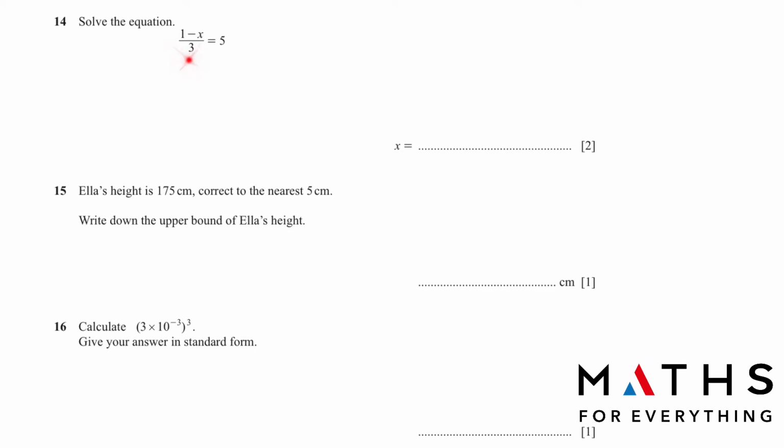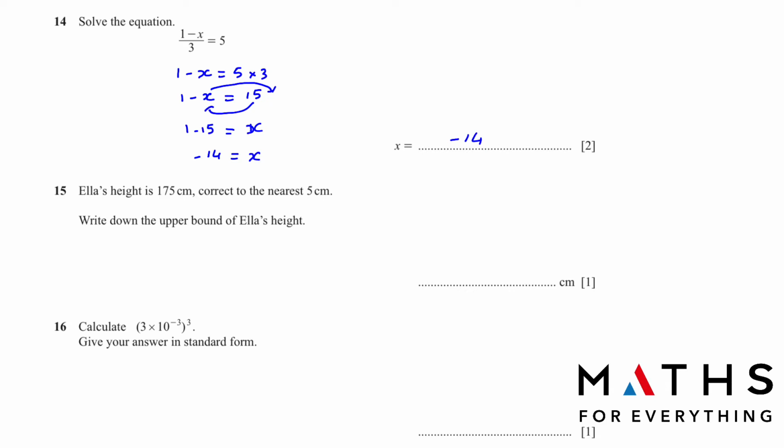Question number 14. Solve the equation 1 minus x divided by 3 is equal to 5. The first thing, we will shift the 3 to the other side. It is divide. So when I shift it, it will be multiply. So 5 multiplied by 3. We get 1 minus x is equal to 15. If you want to make x the subject, x should not be negative. So this will shift to the right hand side. It will become positive. And the 15 will shift to the left hand side. It will become negative. 1 minus 15 will become negative 14 is equal to x.